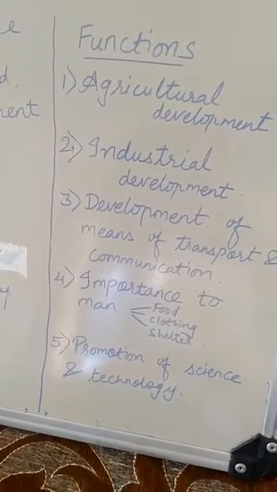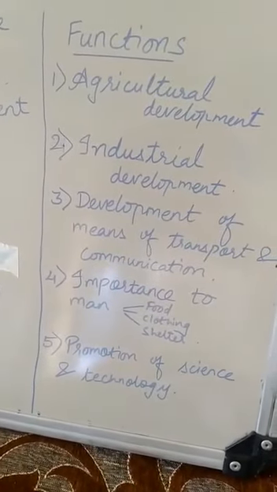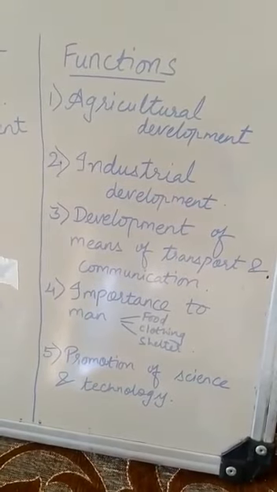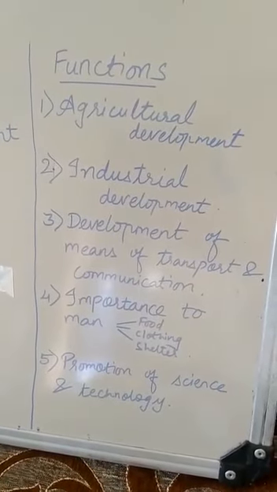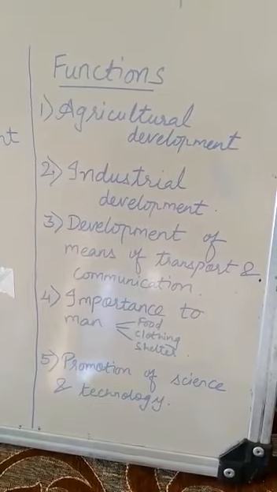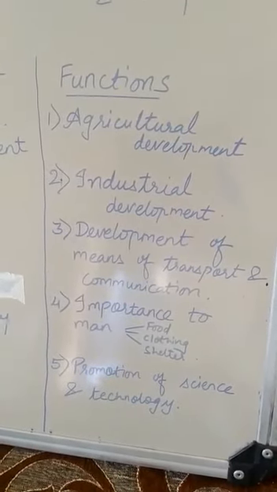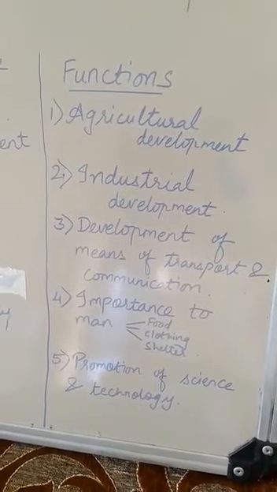So it is very important to man. And next, that is shelter. We construct our houses on land. So it is very important. All the basic necessities of life, what man needs, what man requires, and what is essential for living, all that man gets from land.